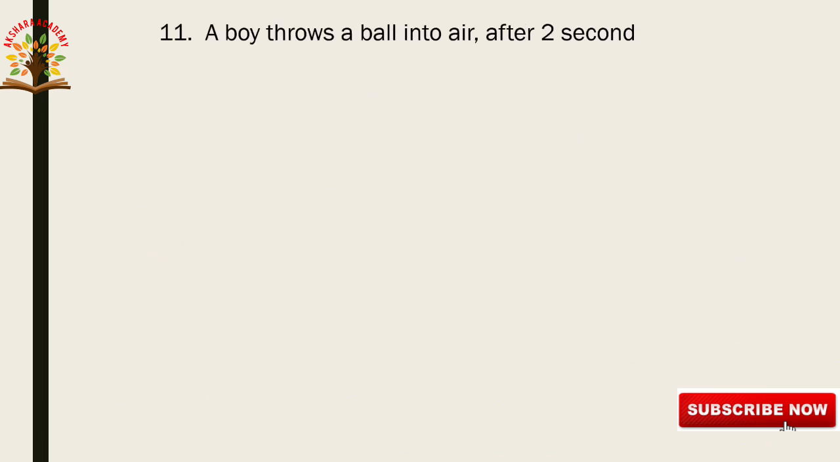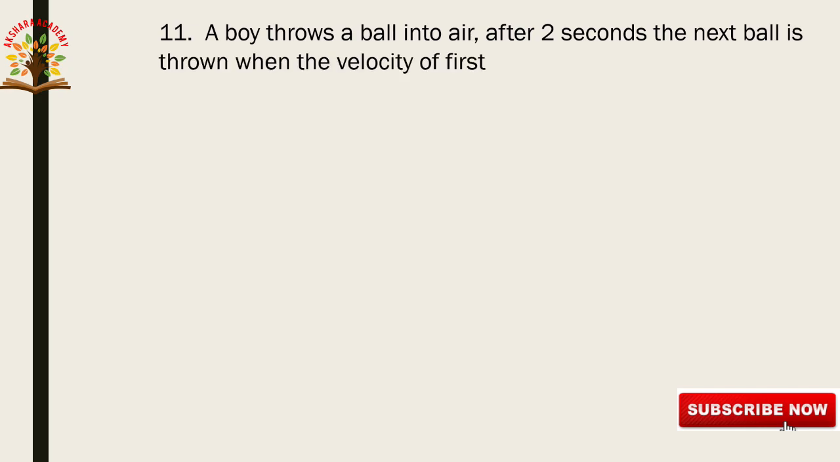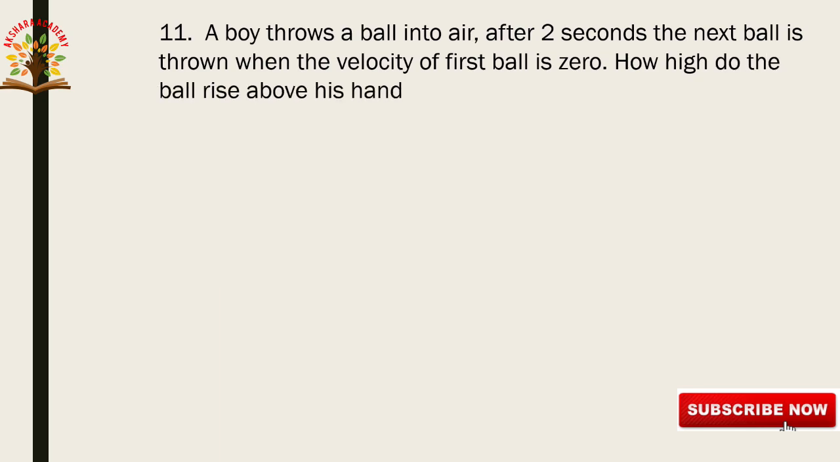Next we will go to the next question. 11th one. A boy throws a ball into the air. After 2 seconds the next ball is thrown, when the velocity of the first ball is 0. How high do the balls rise above his hand? In this question, g is given as 9.8 meters per second square. So let us go to the solution.